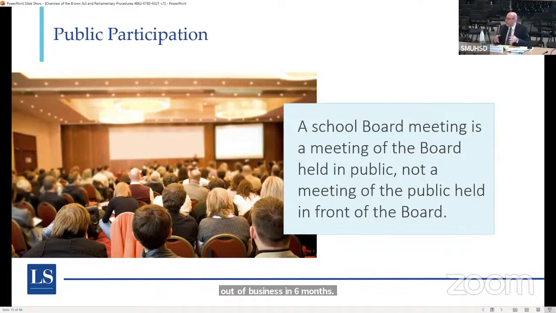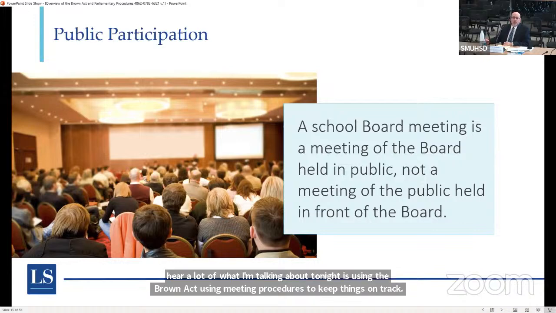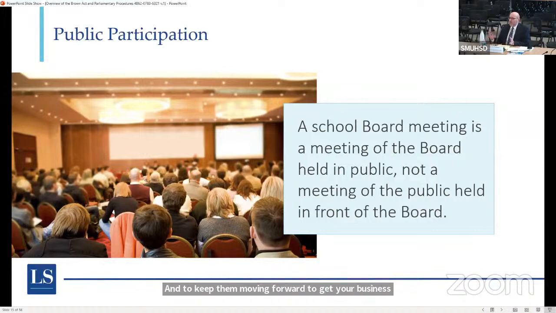So a lot of what I'm talking about tonight is using the Brown Act, using meeting procedures to keep things on track, to keep them moving forward, to get your business done. And there are districts around the state, you all know who they are, and I'm not going to tell you, that are famous for meetings that go till 2 in the morning and 4 in the morning and have endless public comment. I'm not naming names. It's hard to get the work of the district done if you're doing that.